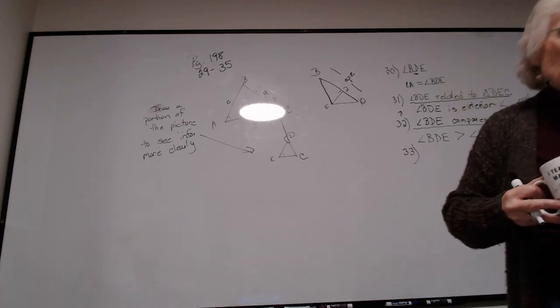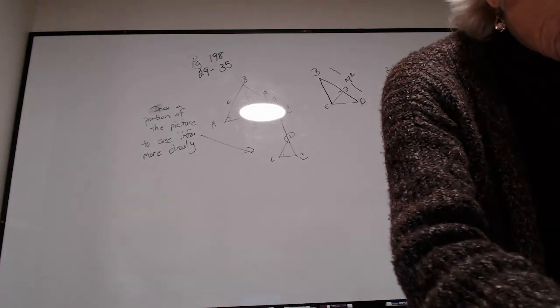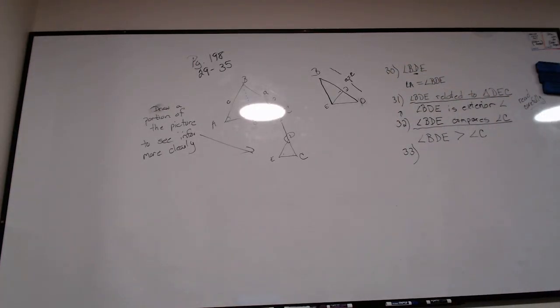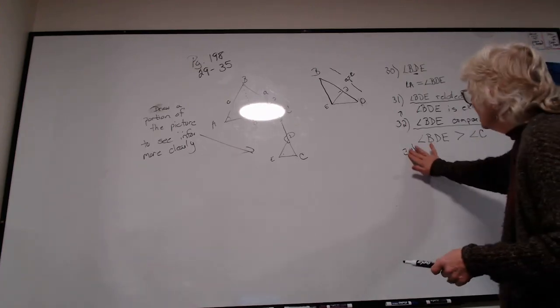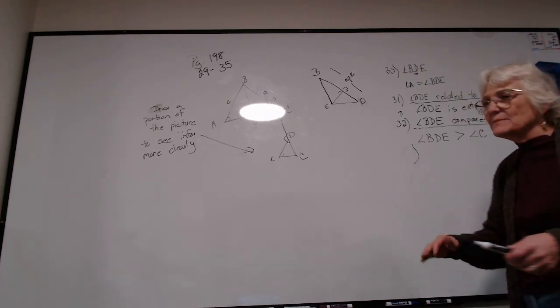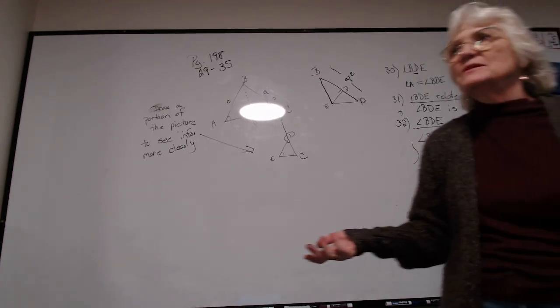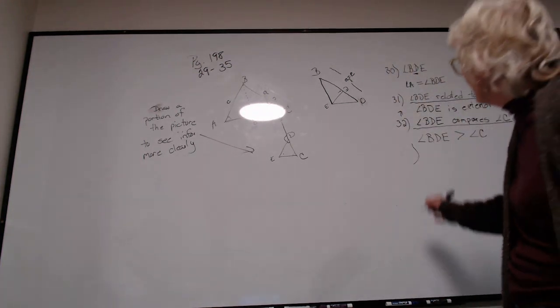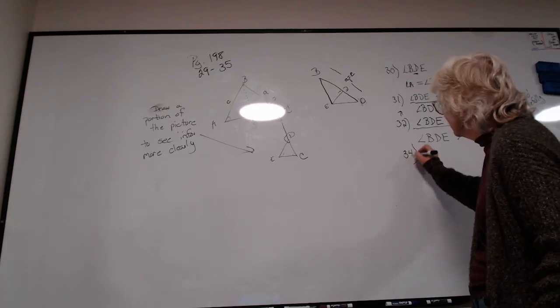Okay, 33 says, what theorem does this experiment... oh, I didn't actually assign 33, did I yesterday? No, I didn't. Okay, so we're going to skip 33. It actually just talks about the exterior angle theorem. That's what it's talking about. So it's the exterior angle theorem. Okay, so 34 is the next one I assigned.